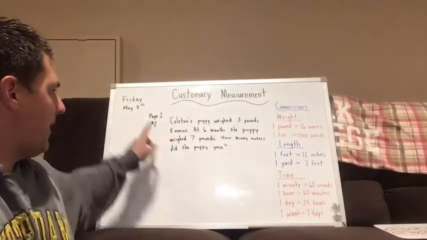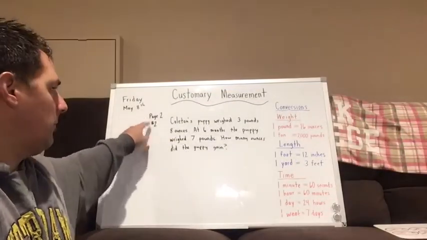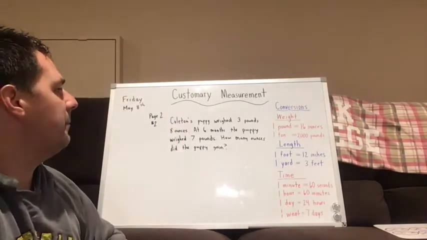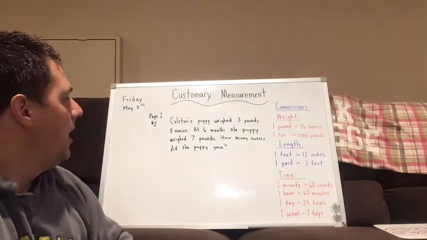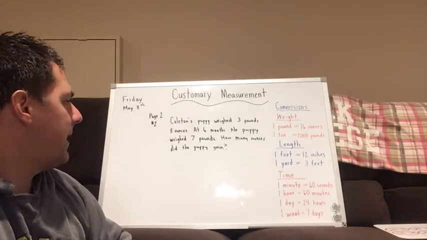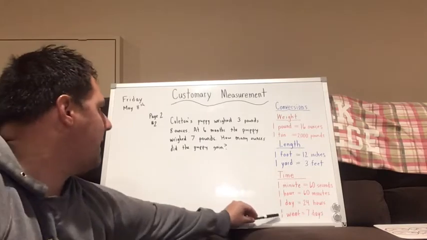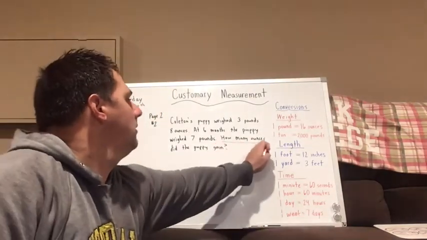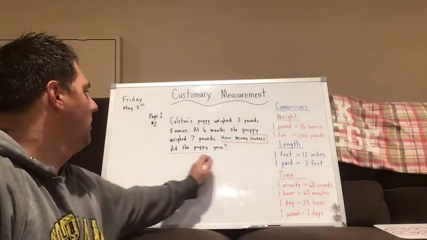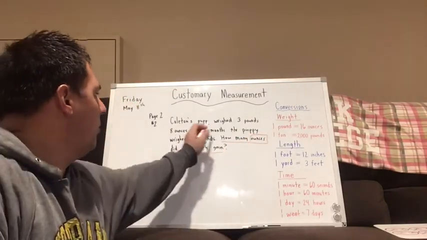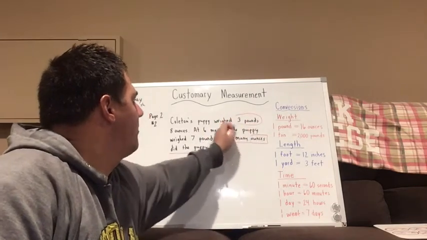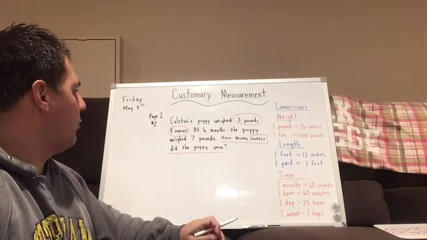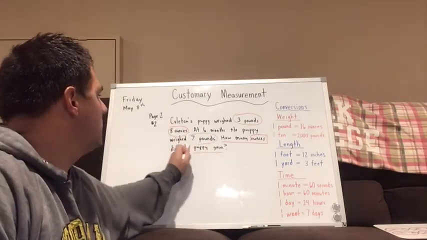For this problem, I'm actually going to go to the second page of your work today, and I'm going to do problem 2 about Colton's puppy. So the question says, Colton's puppy weighed 3 pounds, 8 ounces. At 6 months, the puppy weighed 7 pounds. How many ounces did the puppy gain? So for this problem, we're trying to figure out how many ounces did the puppy gain. We know the puppy weighed 3 pounds, 8 ounces, and we know at 6 months the vet weighed the puppy and the puppy weighed 7 pounds.